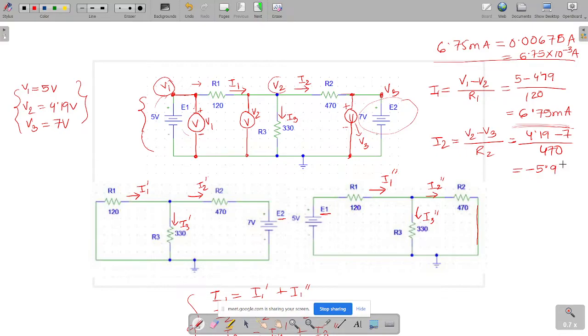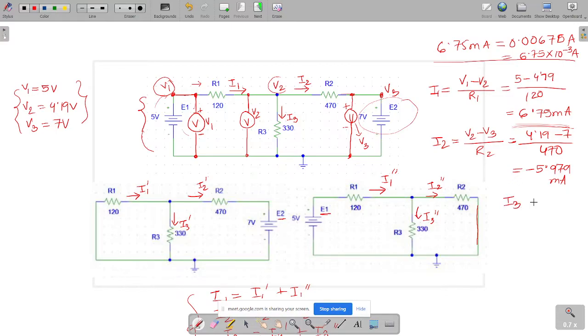Okay, so here, please notice that I2 has become negative. We are getting a negative value of I2, but you don't have to worry about it. It simply means that I2 is not flowing in this direction, rather it is flowing in the opposite direction. So just the direction of the current is opposite, so you don't have to worry about the negative value. Okay, now what about I3?